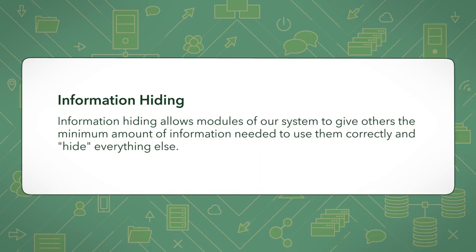So, how do we limit the amount of information our various modules of our system can have access to? We do this by applying information hiding. Information hiding allows modules of our system to give others the minimum amount of information needed to use them correctly, and hide everything else. Information hiding allows a developer to work on a module separately, without other developers needing to know the implementation details of this module. They can only use this module through its interface. In general, things that might change, like implementation details, should be hidden, and things that should not change, like assumptions, are revealed through interfaces.